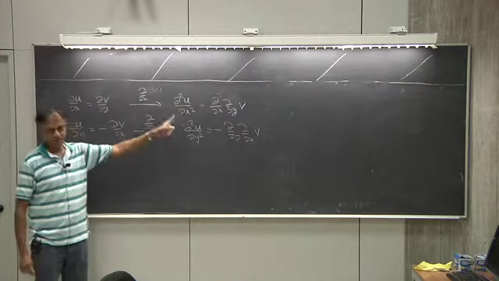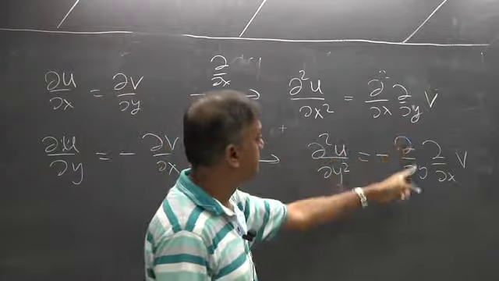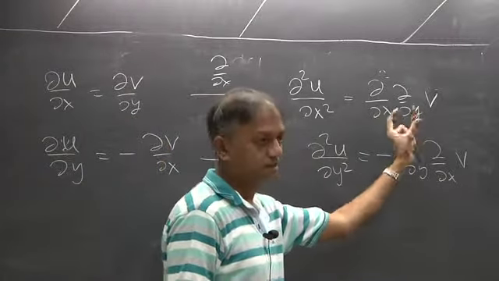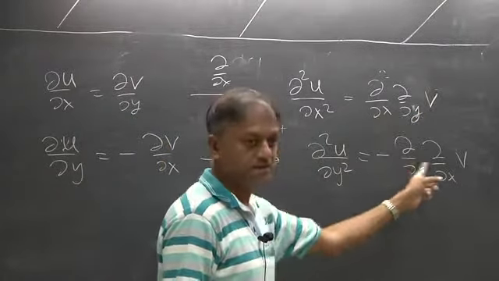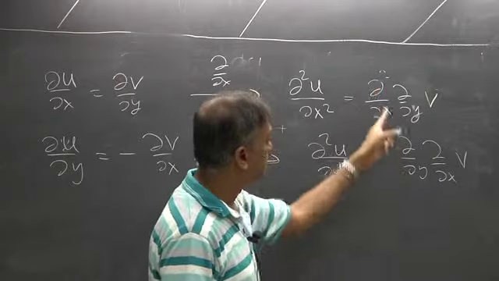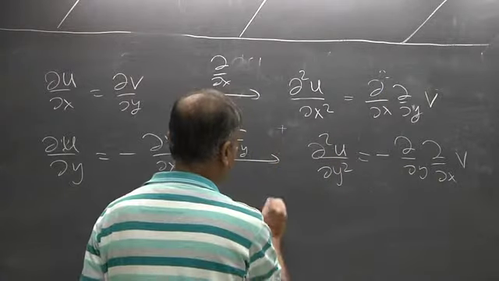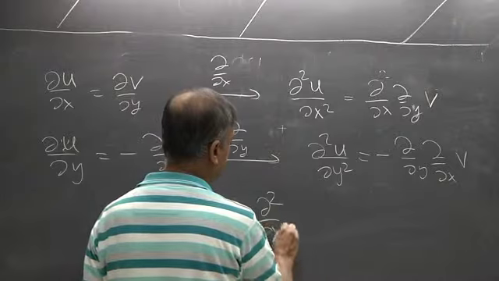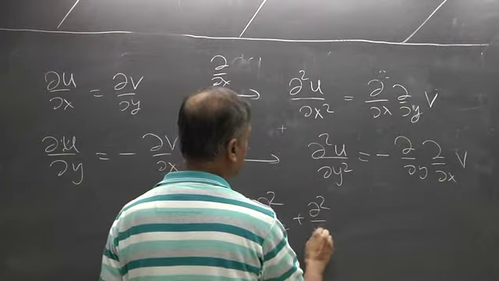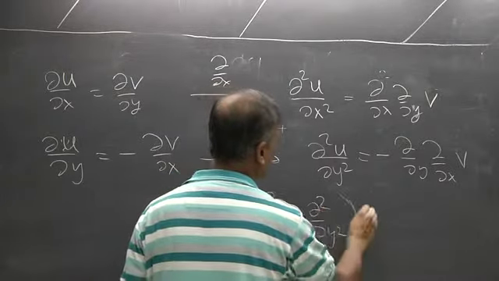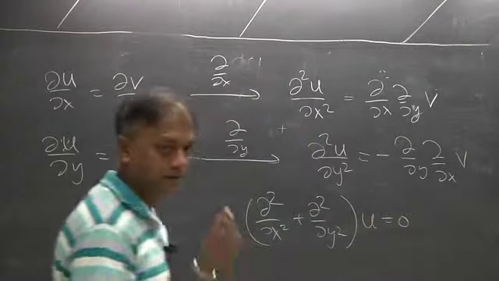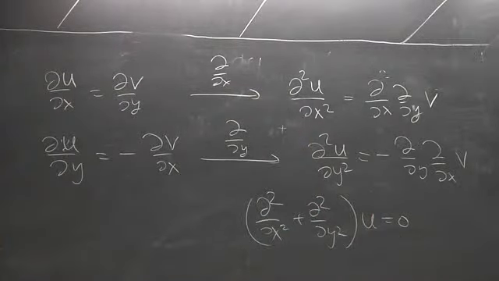Now add the two equations. You see the right hand side becomes 0 because partial derivatives commute. The ordering doesn't matter, right? So when you add them up, this right hand side vanishes and you get d2 by dx2 plus d2 by dy2 acting on u is 0. Which means u satisfies the Laplace equation in 2 dimensions, the xy plane.